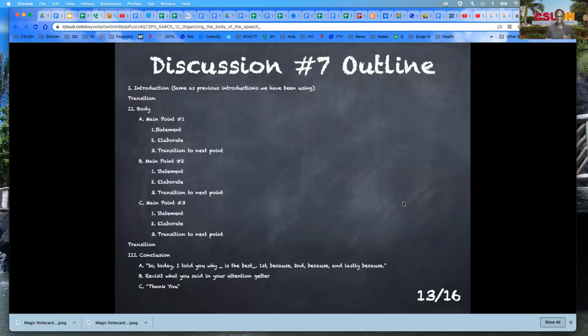So what is the outline structure? You need main point number 1. In this, it's just like your C's, except way simpler. All I'm asking you to do is make a statement, one sentence. So you're going to start by saying the first reason why this show is so great, and then give me another sentence to elaborate on this. Why can you not elaborate that much? Because you only have 2 minutes.